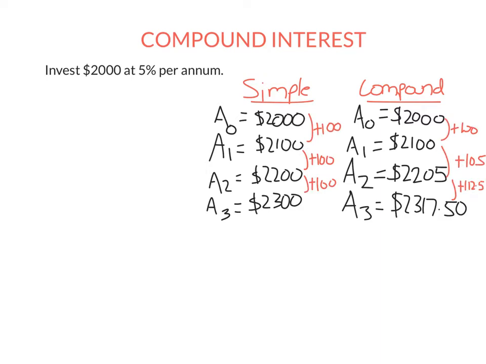So whereas for simple interest, you just go up by 100 each time, with compound interest, the amount you have is increasing at an increasing rate.